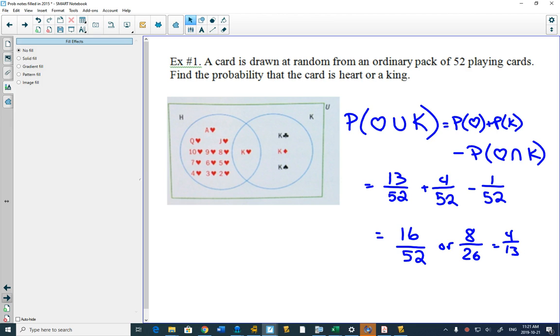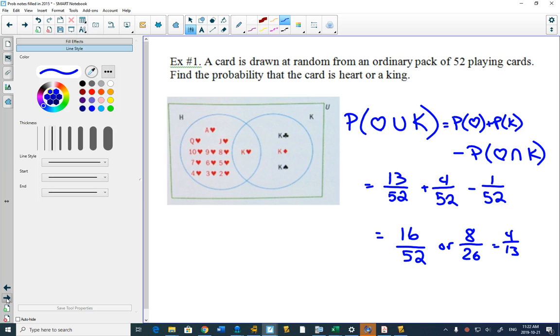There's 13 in this circle, 4 in this circle, 1 in the middle, there's going to be 16 cards that are hearts or kings.